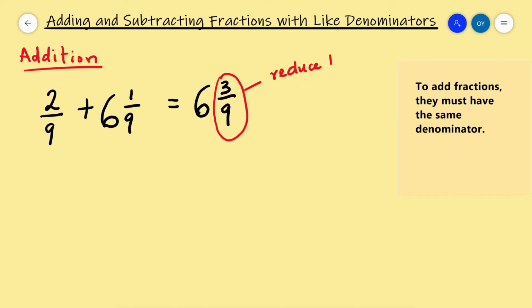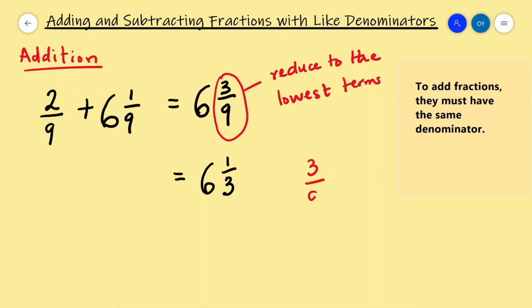Three over 9 can be reduced to a fraction in the lowest terms. So what's the greatest common factor of 3 and 9? So the greatest common factor here is 3. So we have 6 whole number 1/3. So you divide 3 by 3, you have 1. 9 by 3, you have 3.